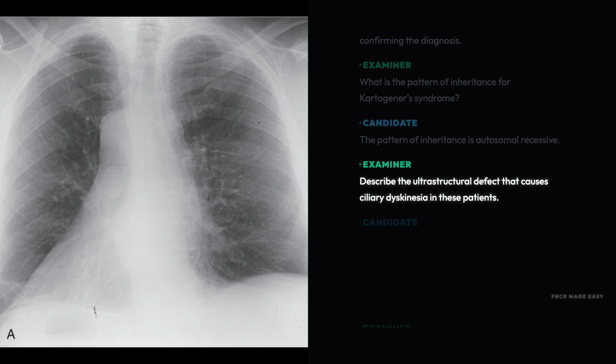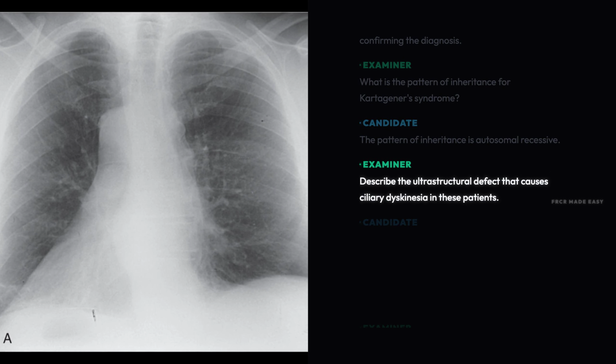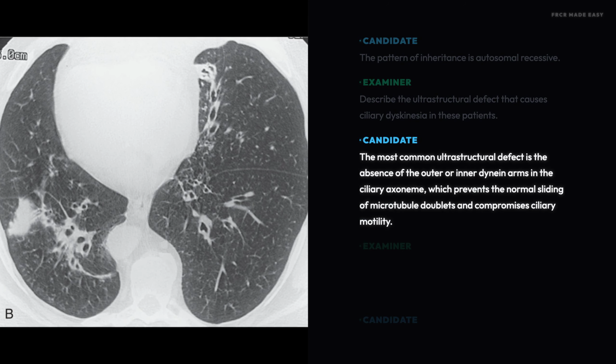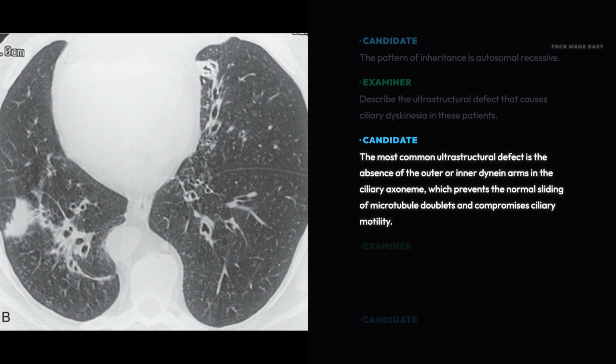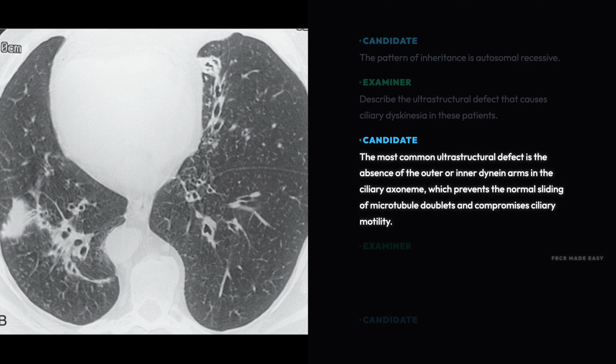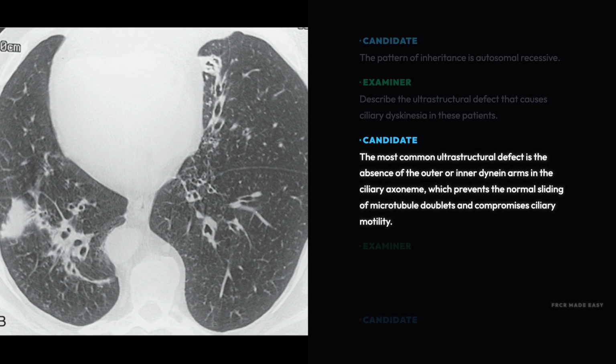Describe the ultrastructural defect that causes ciliary dyskinesia in these patients. The most common ultrastructural defect is the absence of the outer or inner dynein arms in the ciliary axoneme, which prevents the normal sliding of microtubule doublets and compromises ciliary motility.